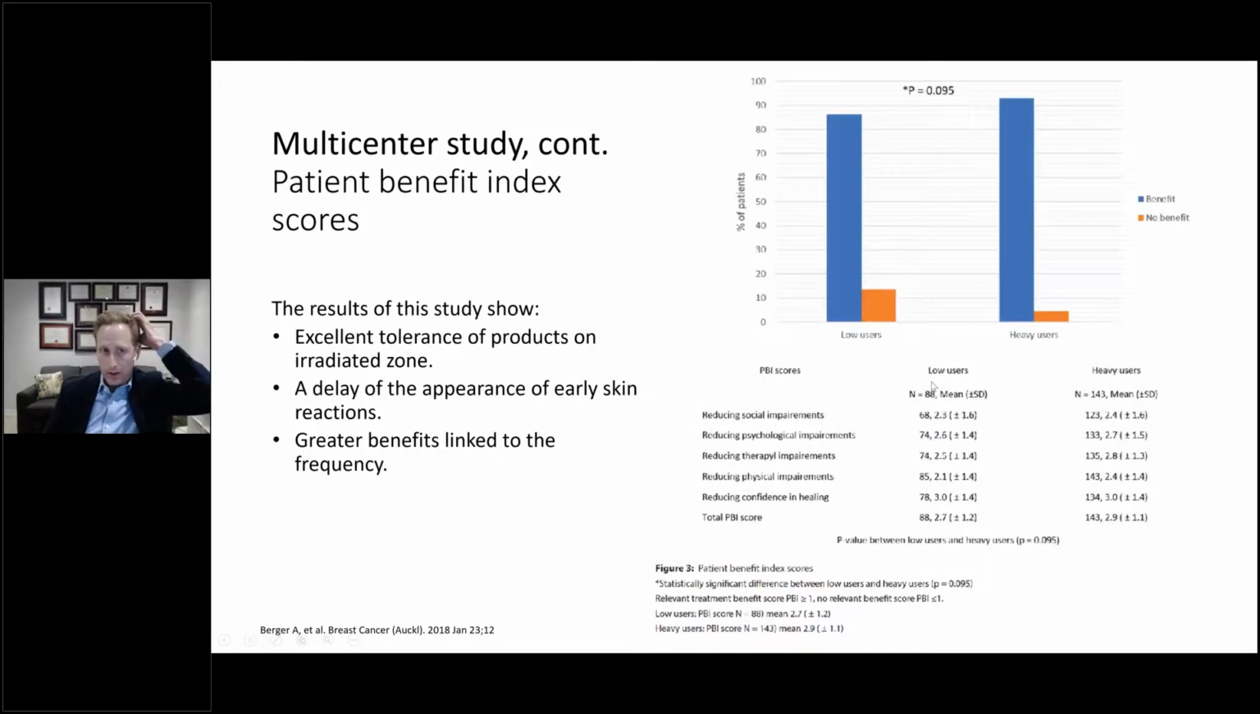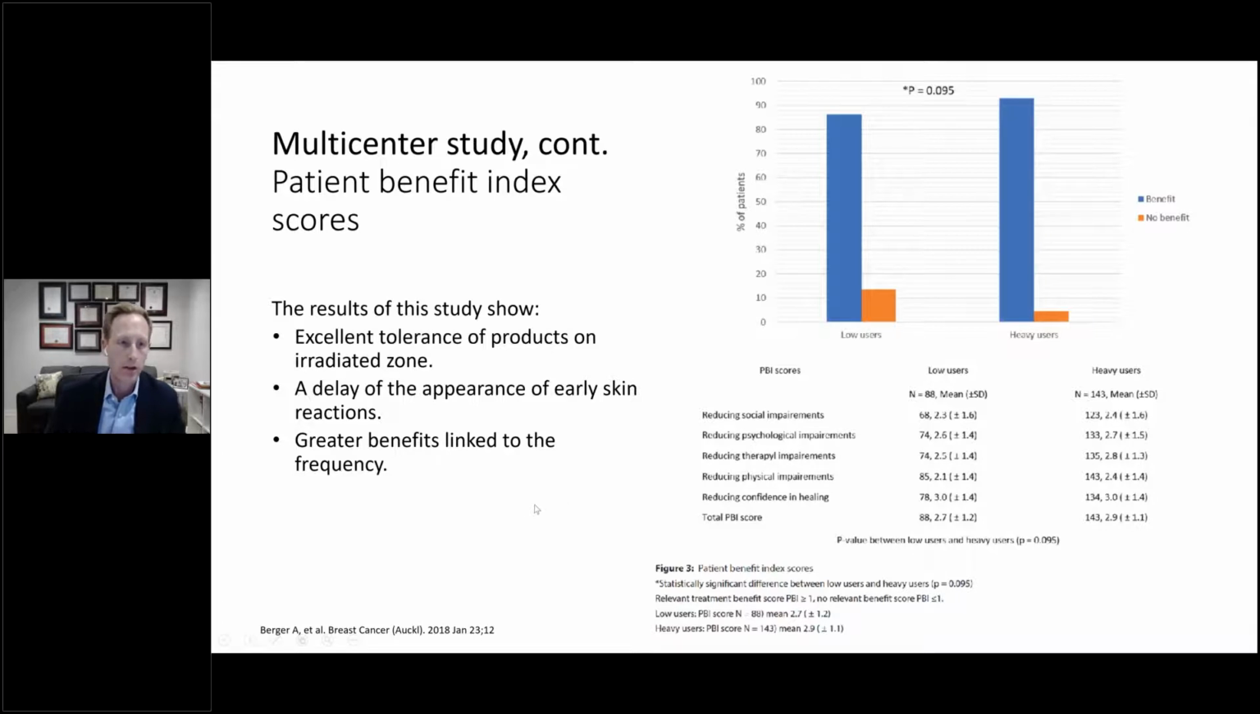And then finally, and I think this is the most impactful slide of this study, they took a variety of categories, including looking at how the skin toxicities reduced social impairment, reduced physiological impairment, reduced therapeutical impairment, and reduced physical impairments. And they put this together in a patient benefit index score. As you can see, the vast majority of patients did benefit from implementing this, more so in the heavy users, less so in the low users.